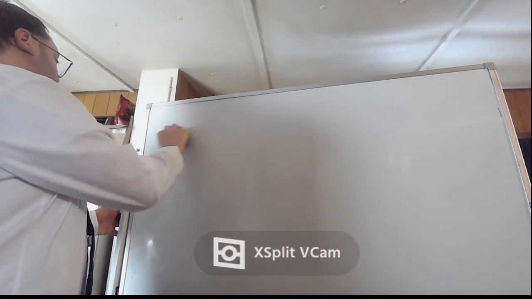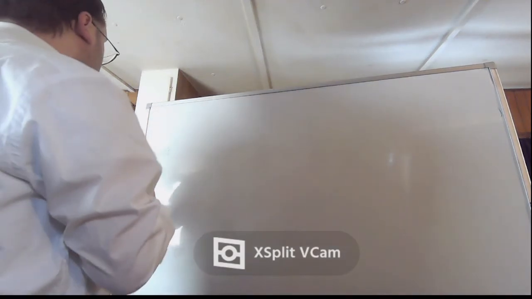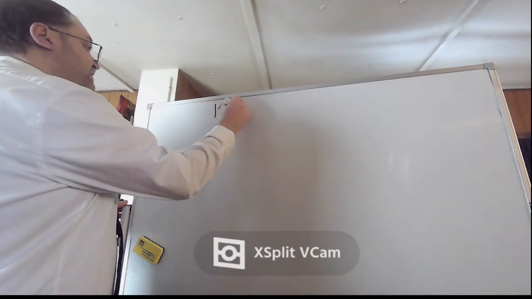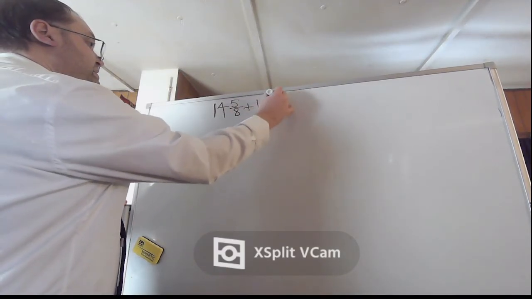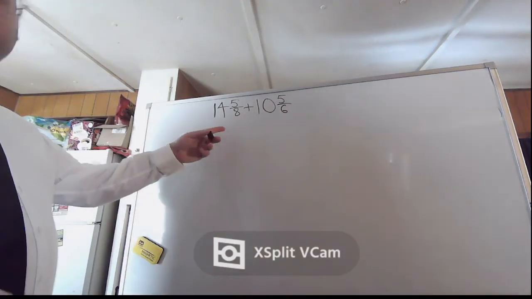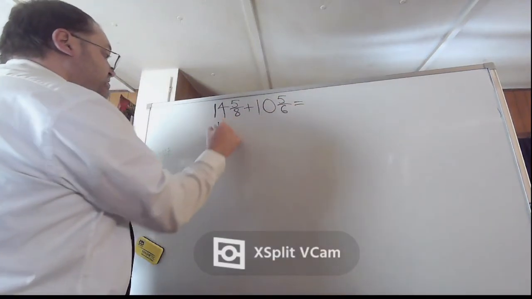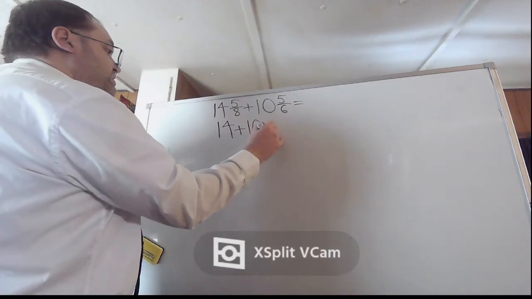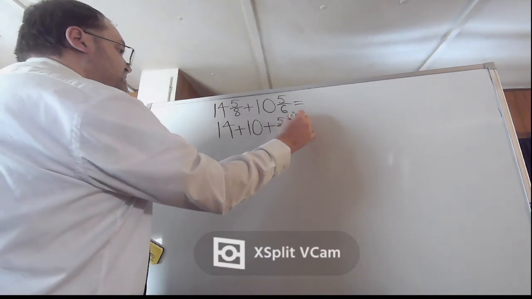And got one more problem here. Just one more. So you'll have 14 and 5/8 plus 10 and 5/6. Alright. Again, separate your whole numbers and fractions. So 14 is the whole number, plus 10 is a whole number. So then you have plus 5/8 plus 5/6.